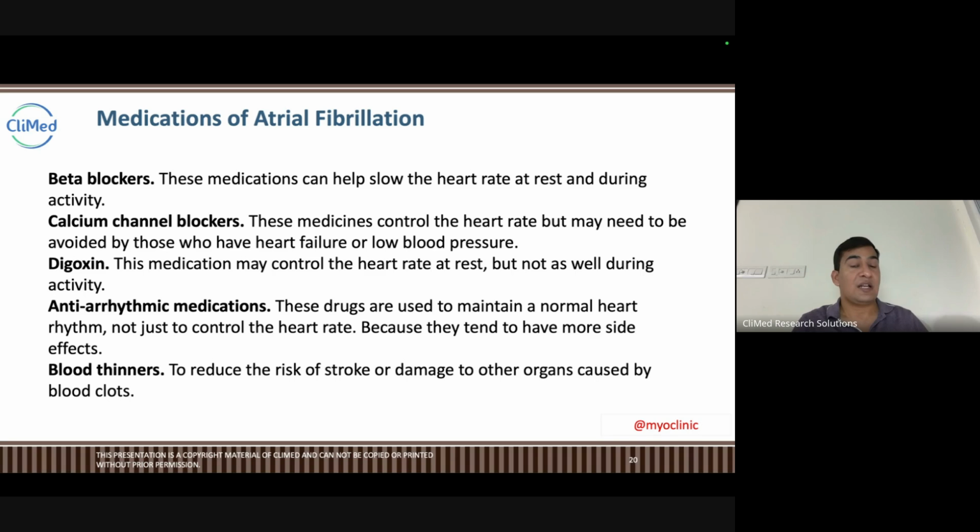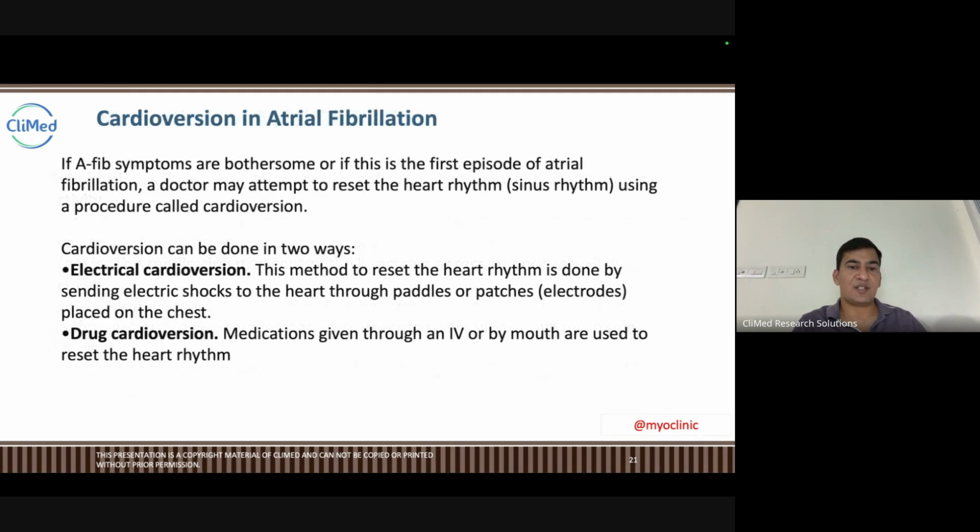Blood thinners, like anticoagulants, are definitely needed. Usually we give warfarin, or acenocoumarol, which we call acitrom, as a blood thinner. So there is less risk of blood clot formation and less risk of stroke or myocardial infarction in patients who have AF. So we keep them on blood thinners like acenocoumarol, warfarin and so on. These are the medications. Then cardioversion in atrial fibrillation.